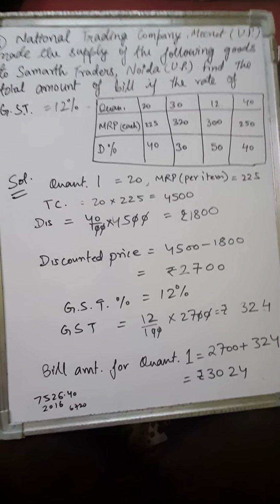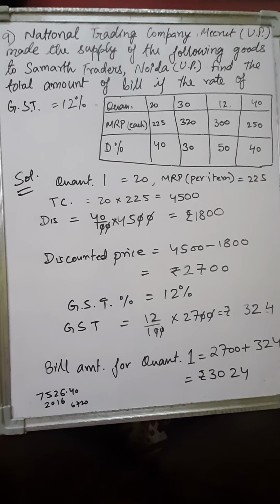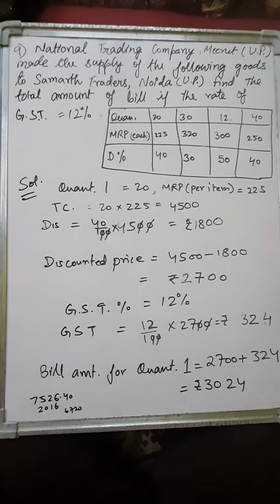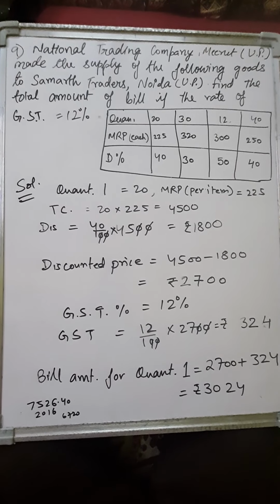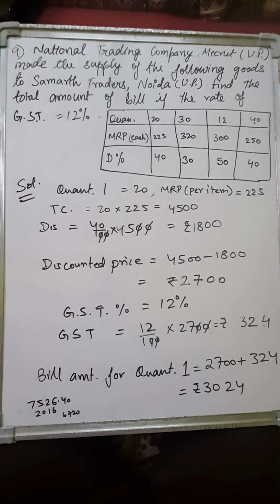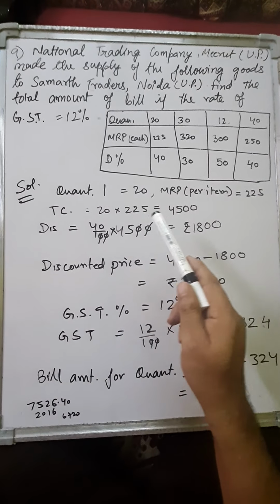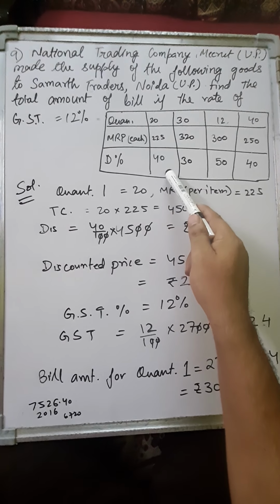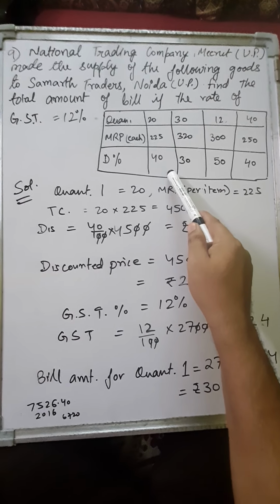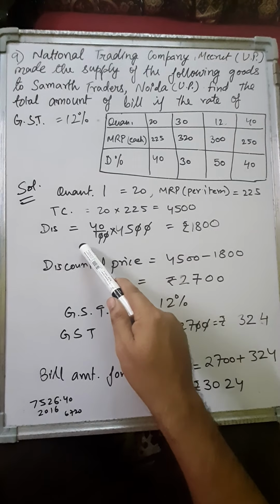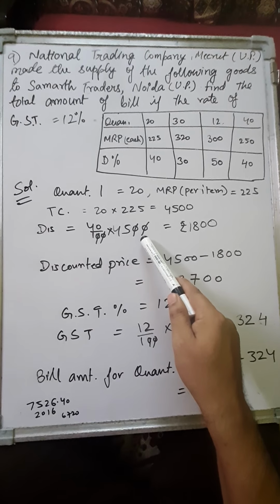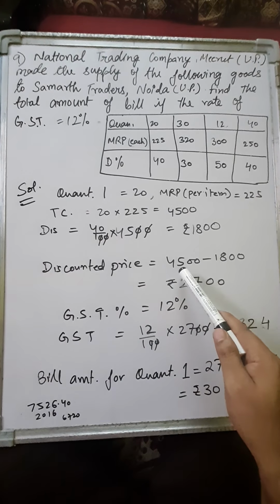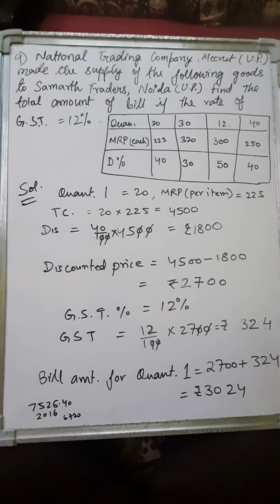Let's concentrate on quantity 1. Quantity 1 is of 20 units and the cost of each product is 225, sorry. So the total cost of the product will be 20 into 225, which will be 4500 rupees. And the question says that on the purchase of quantity 1, the discount is 40%. So what is the discount on quantity 1? 40% of 4500 is 1800. So the discounted value will be 4500 minus 1800, that is 2700.